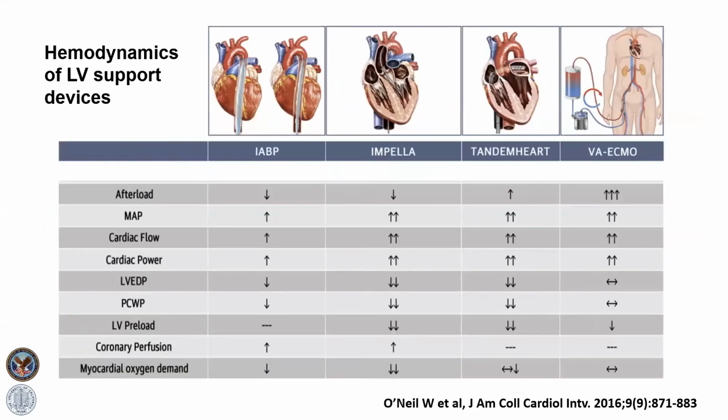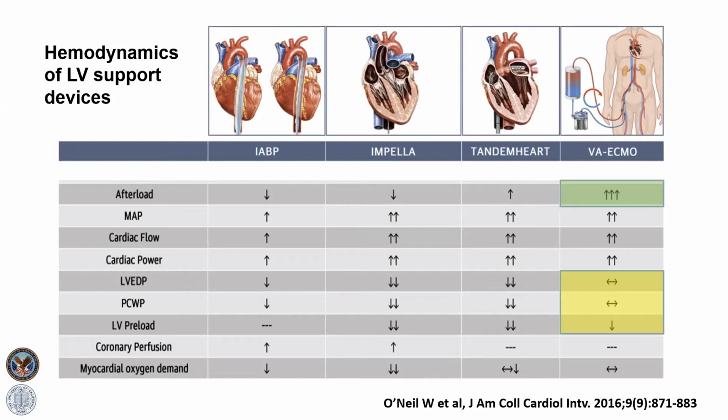Here is a summary of the hemodynamics by each device. If we look at afterload reduction, we see that this is decreased with the intra-aortic balloon pump and Impella, and unfortunately markedly increased. Afterload is increased with the VA ECMO because it's returning blood against a closed aortic valve. Mean arterial pressure is elevated by all devices, more so with the more powerful hemodynamic devices. The same can be said for cardiac flow and power.